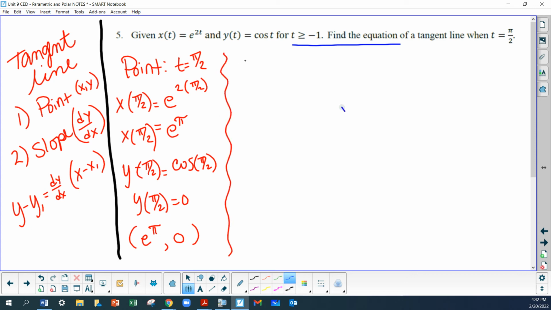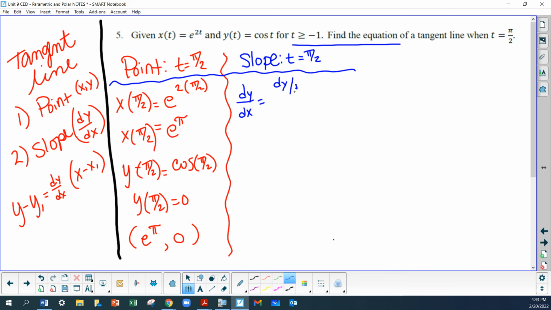Now let's go after our slope. And we want the slope when t equals pi over 2. To do that, we need dy dx, but that's going to be found by going dy dt over dx dt. dy dt is what? Well, it's the derivative of cosine. That's going to be a negative sine value. And the other one, derivative of e to the 2t, will be chain rule, 2e to the 2t.